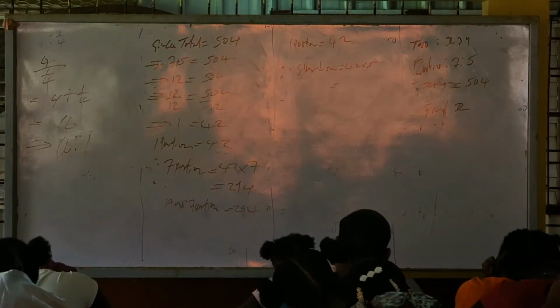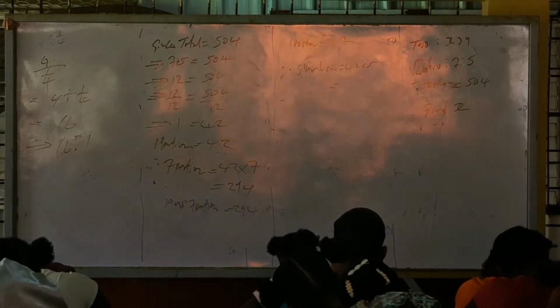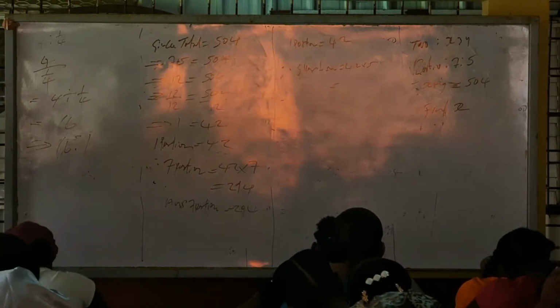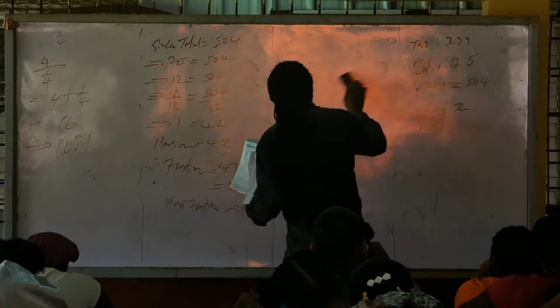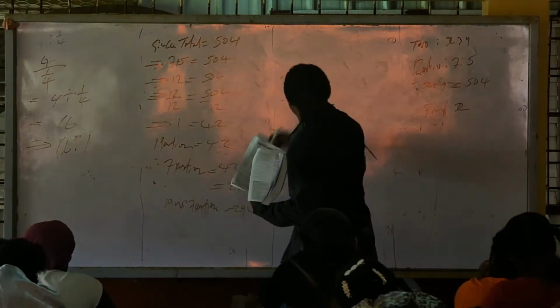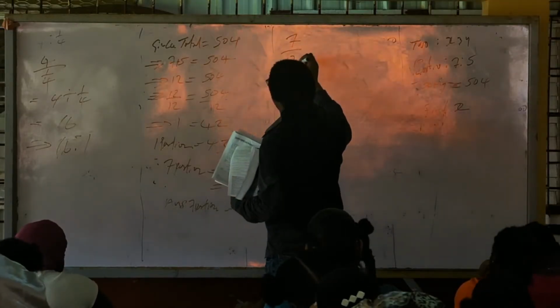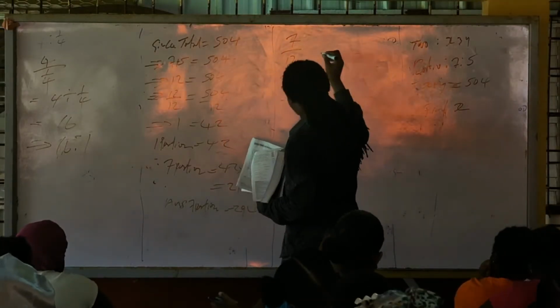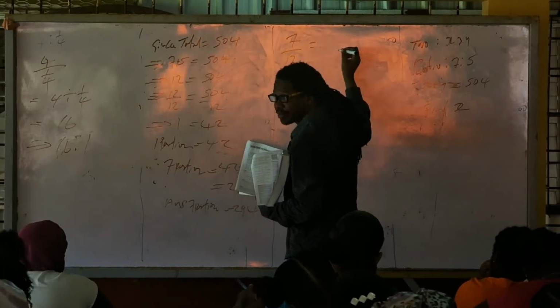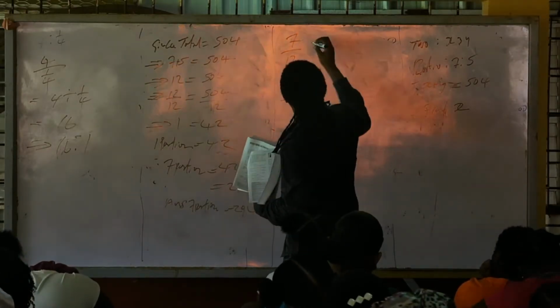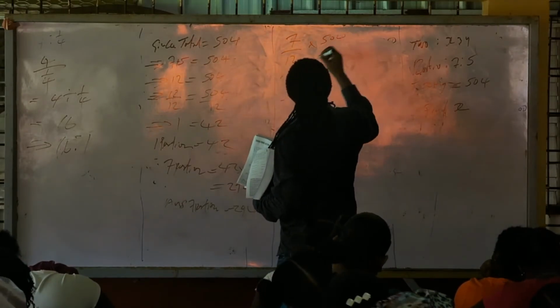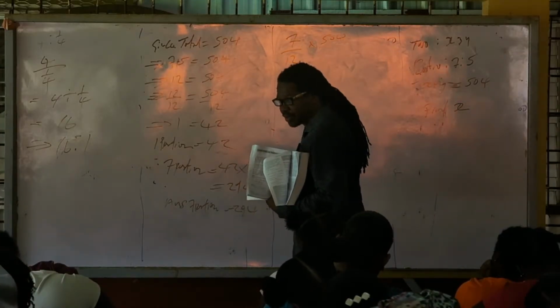Same thing. All right, let me show you now. We could do 7 portions out of 12 total portions, times 504. Watch me now.